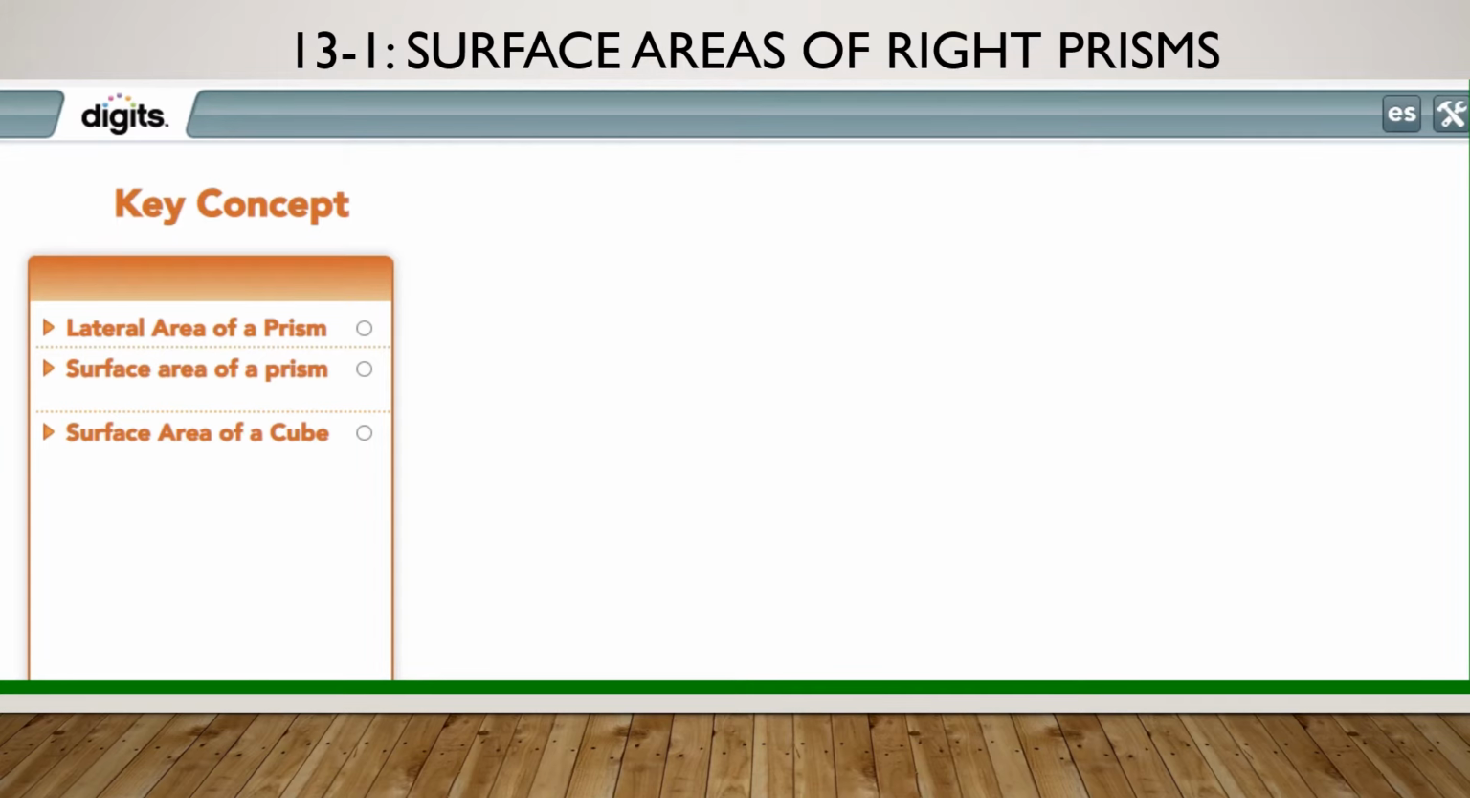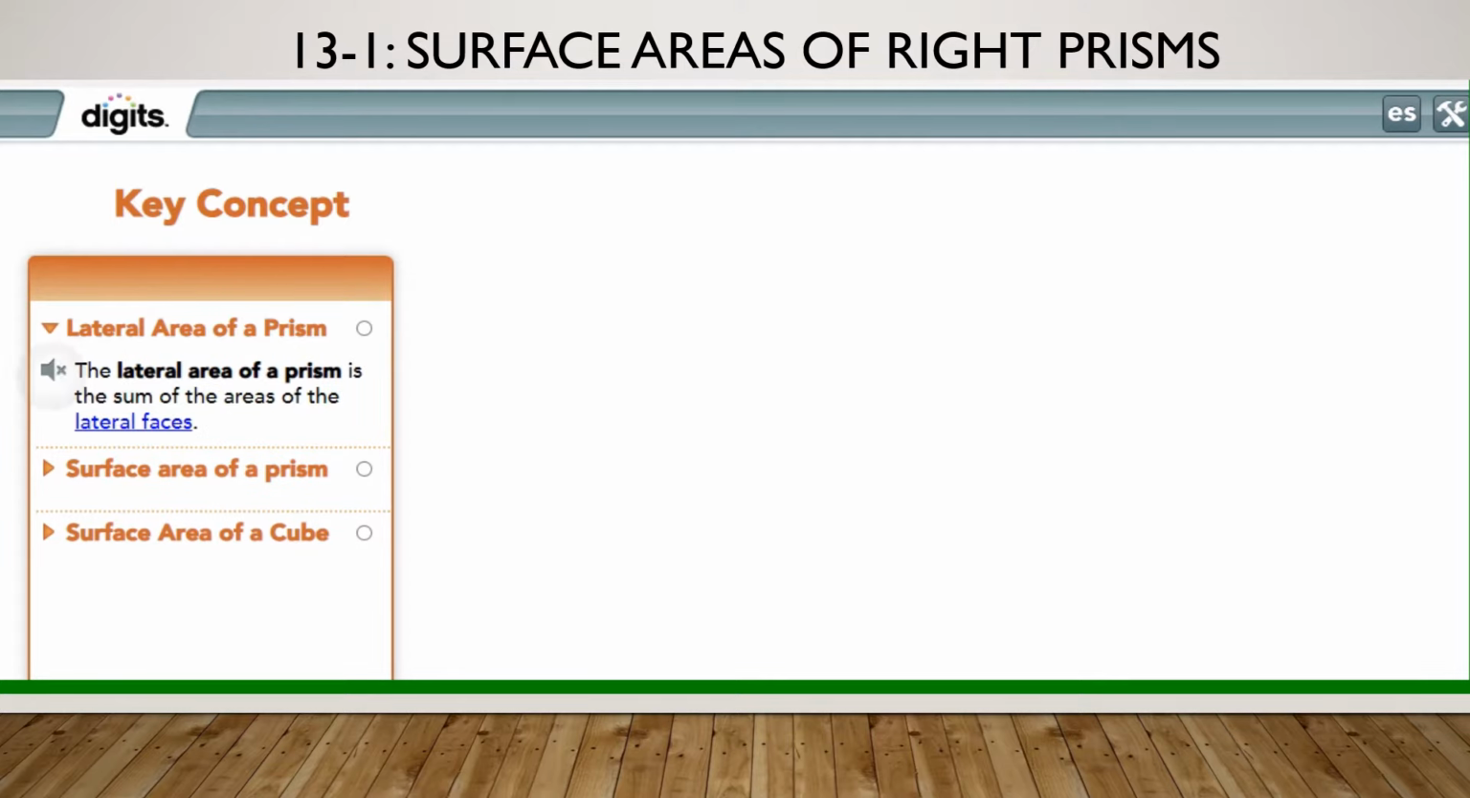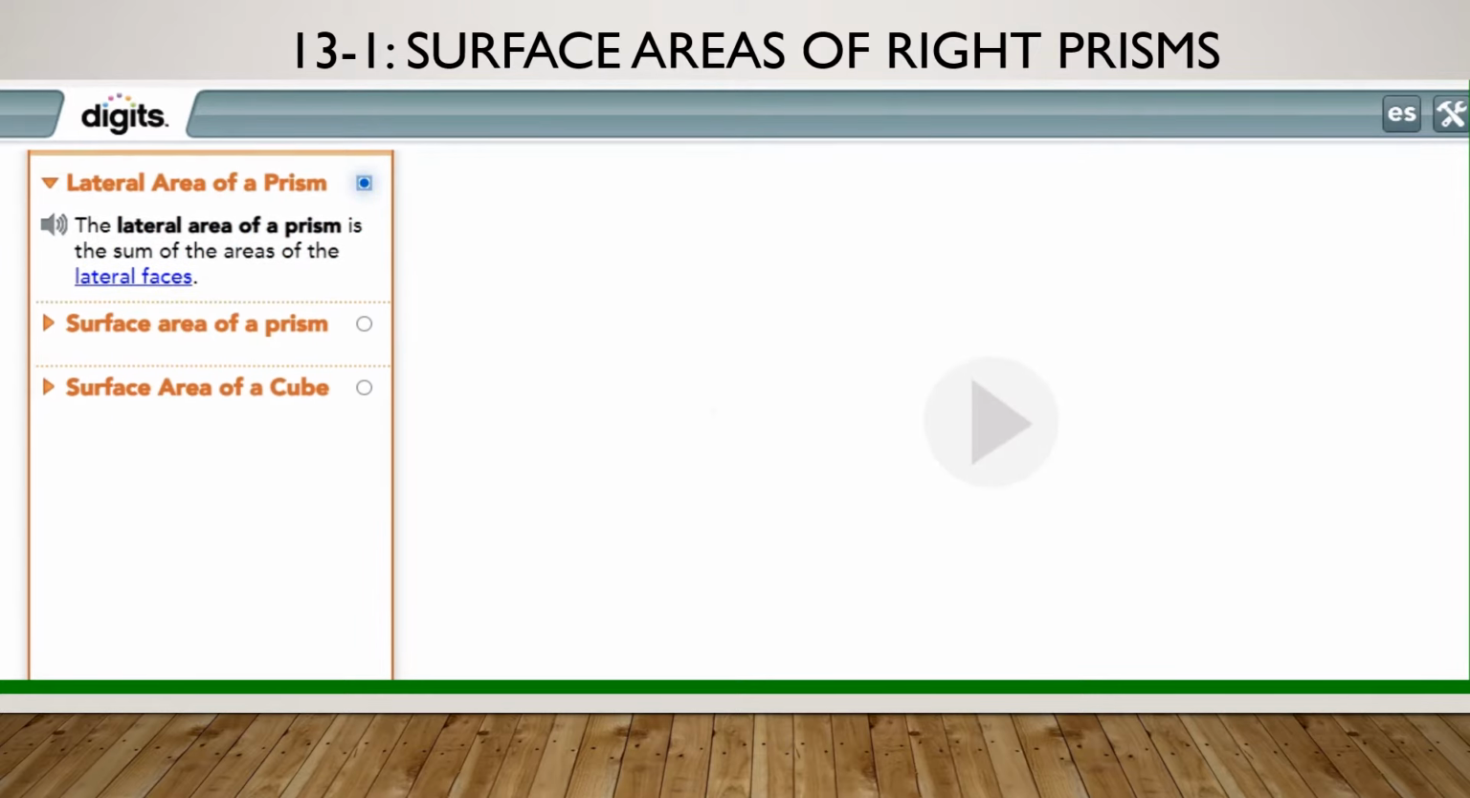This is topic 13-1, surface areas of right prisms. Here are a few definitions. Lateral area of a prism. The lateral area of a prism is the sum of the areas of the lateral faces. All right, so this demonstration will explain exactly what lateral area is.